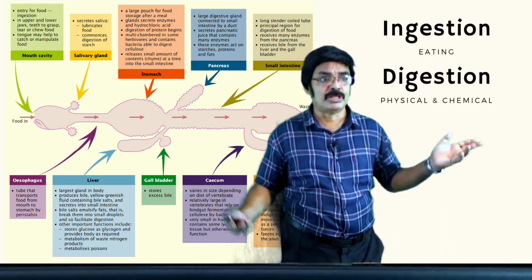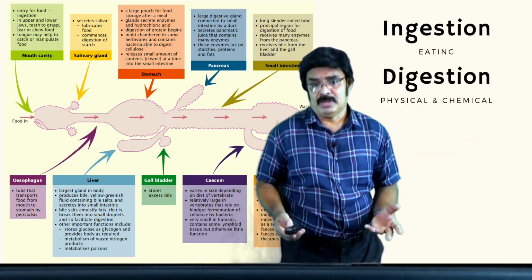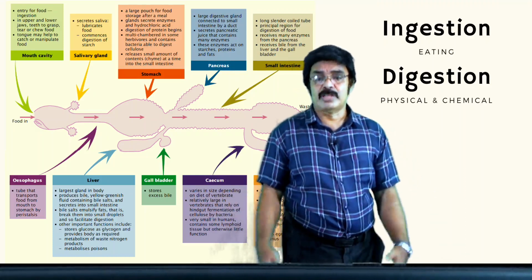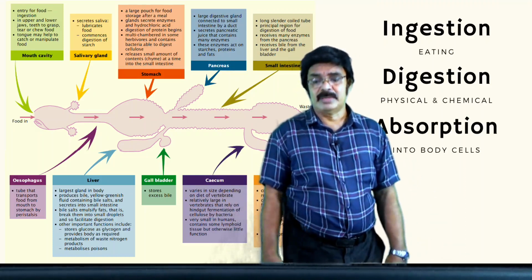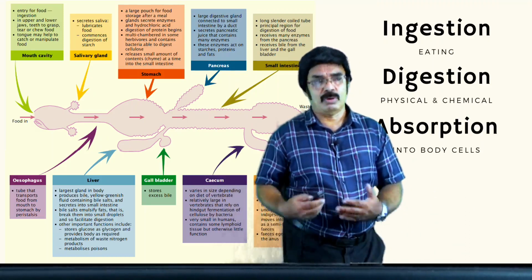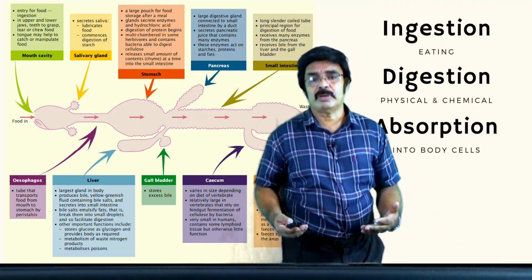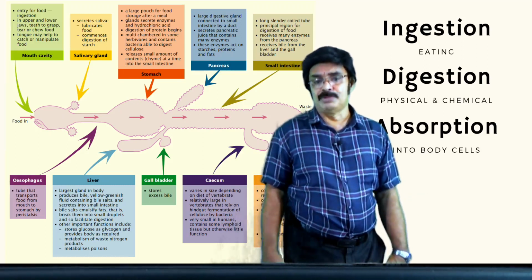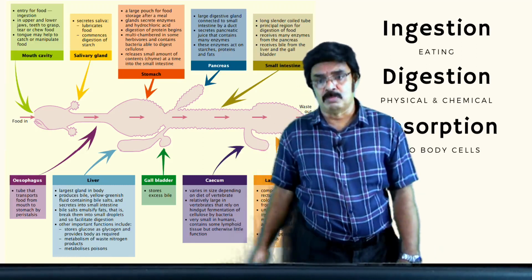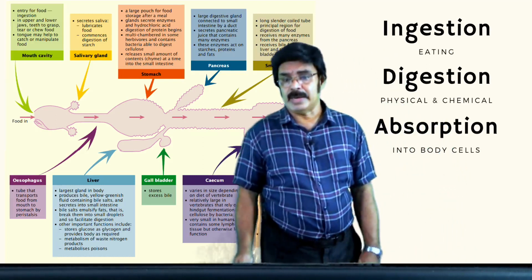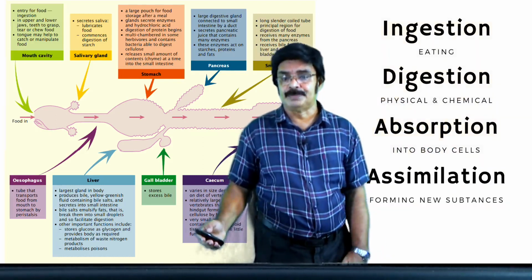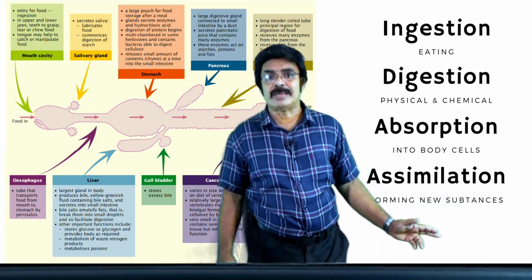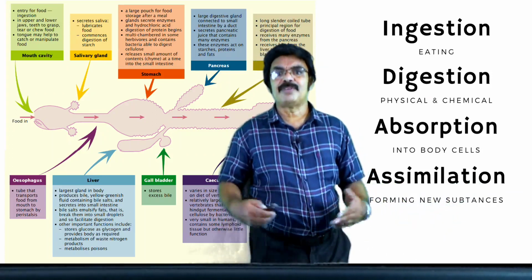digestion. Digestion is breaking food into smaller parts, chemically and physically, so that you can absorb it, and then absorption. So after digestion, what is to be done is absorption, absorbing food into the body, and then you find assimilation. Assimilation is once food is absorbed, it becomes different materials.